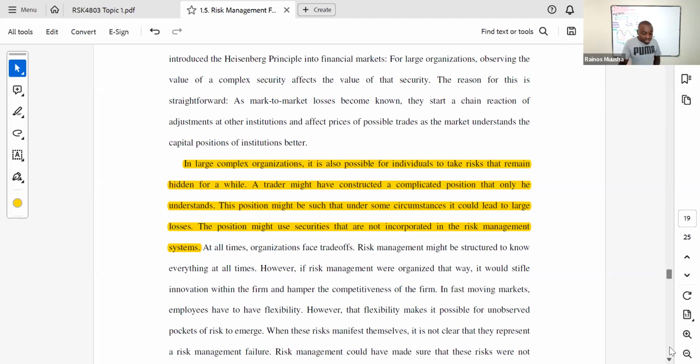So which means that if the trader takes a position which only they understand, and the supervisor is not able to understand what the trader has done, or the manager is not able to understand the position that the trader has taken as well, it also means that the trader might end up having a situation where the risk exposure might be more than the range that is allowed within the organization as well.